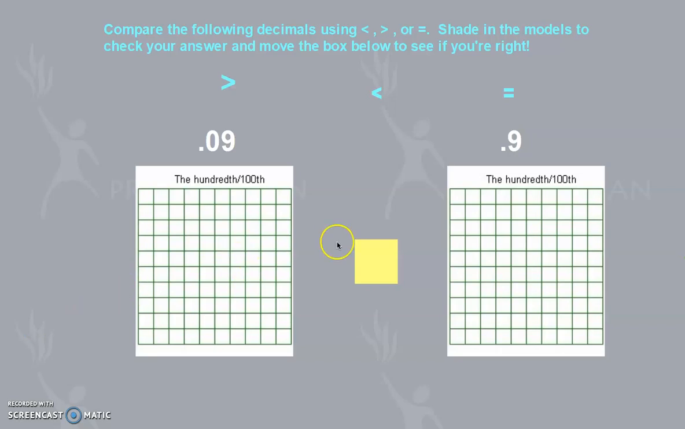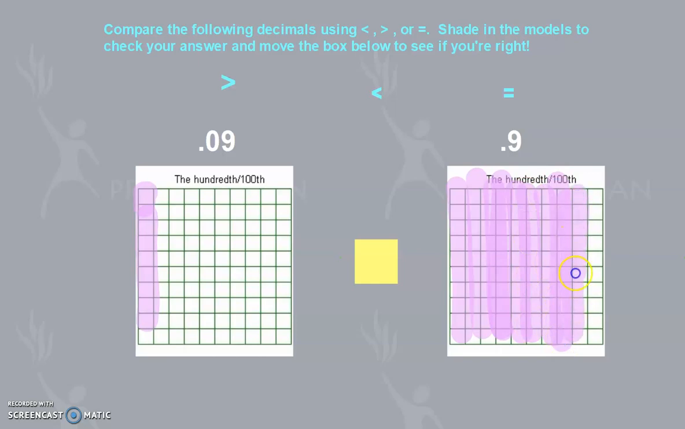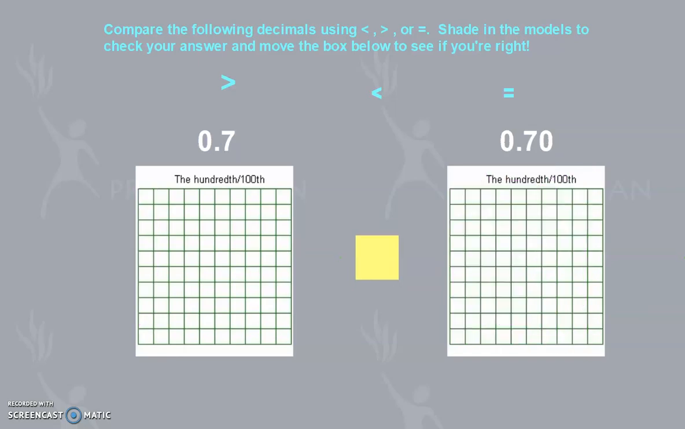Now, this next one we're going to use greater than, less than, or equal to, and you can compare them by modeling them. So 9/100, hundredths are the little units. So that's 9/100, and this is 9 right behind the decimal where the dimes would be. So that is 9/10. So that is almost 1 whole. So now I can clearly see that 9 hundredths is less than 9 tenths. You try drawing this one out and then check your answer.